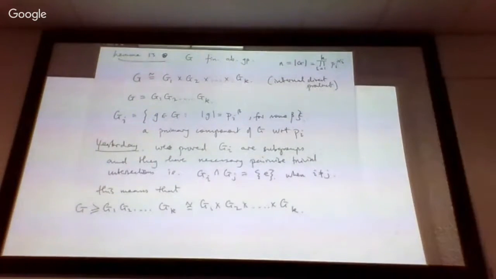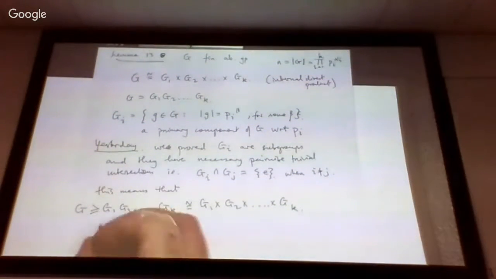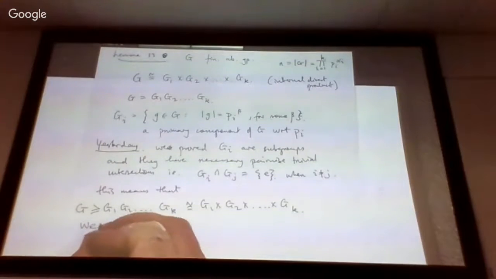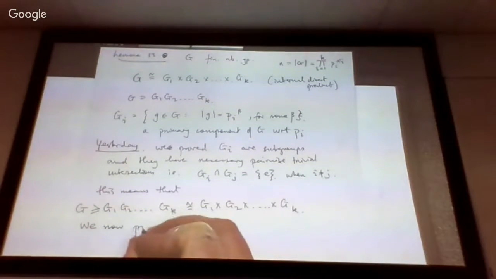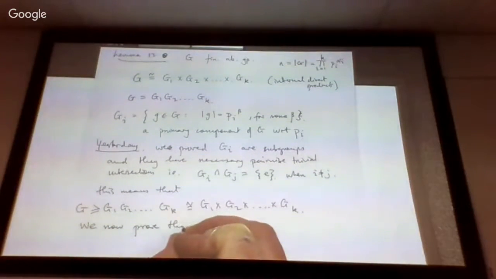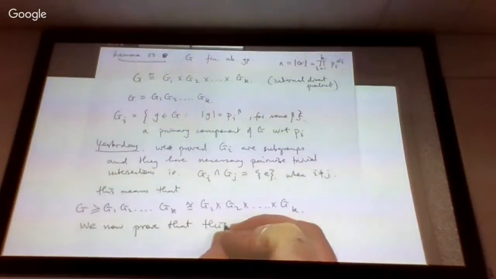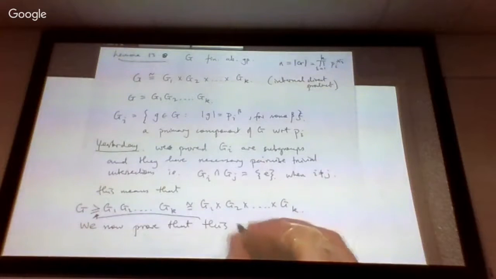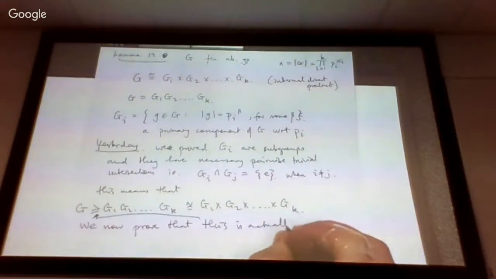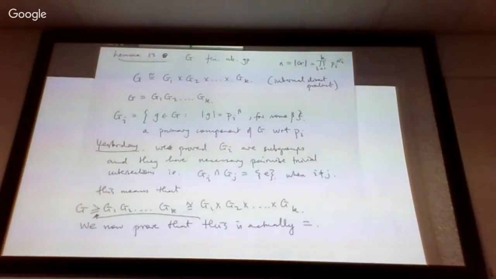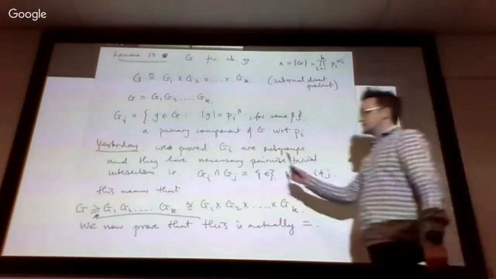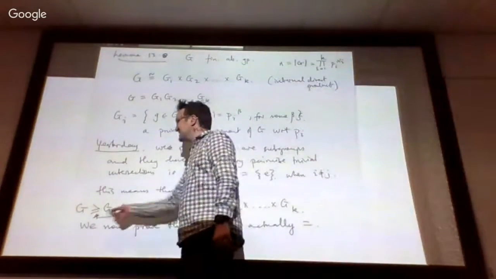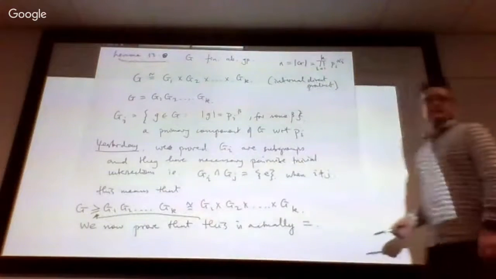Okay. So what's left to prove is that this subgroup relation is actually an equality, so that the set-wise product of all of these is actually the whole of G.